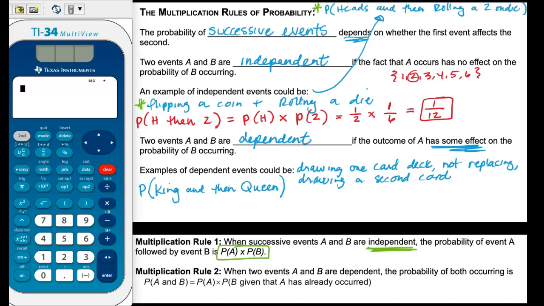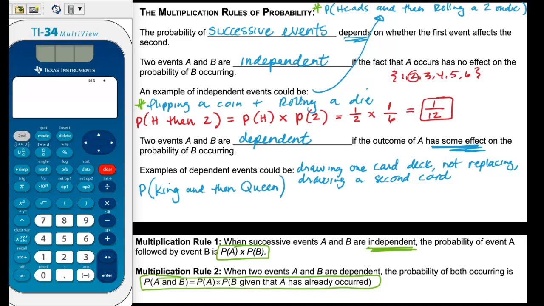If the events are dependent, so the first one affects the second, then we have this formula, and it's similar to the probability of A times B. It's just that the second part is going to be the probability of B given that A has already occurred. I promise you it's easier than it looks. Basically, all you have to do is think about the situation, so that when you find the probability of B, you factor in the fact that A has already occurred.